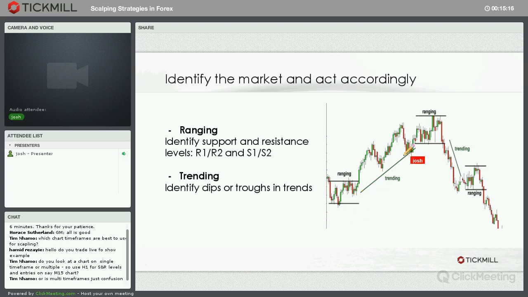And let's discuss trend trading now. All right, so this is how you would open and close positions in range trading. In trend trading, there are a few things you can do.